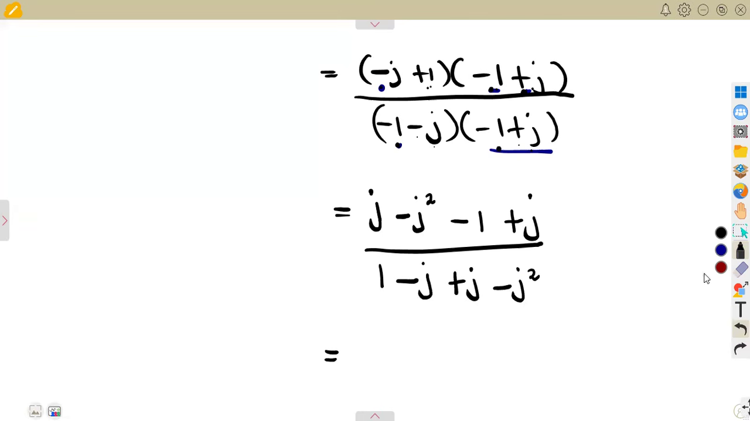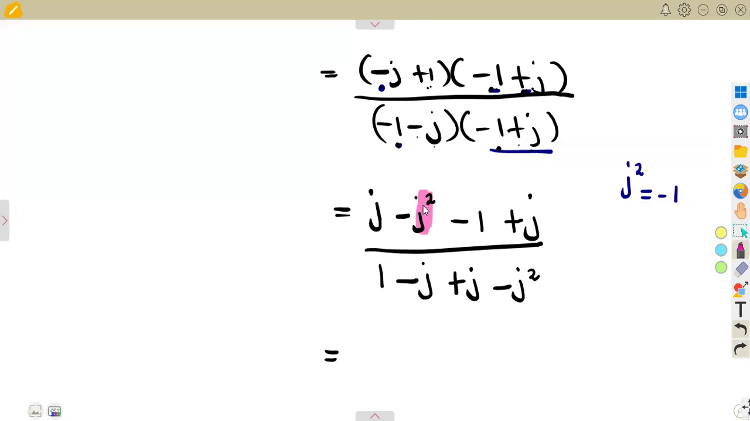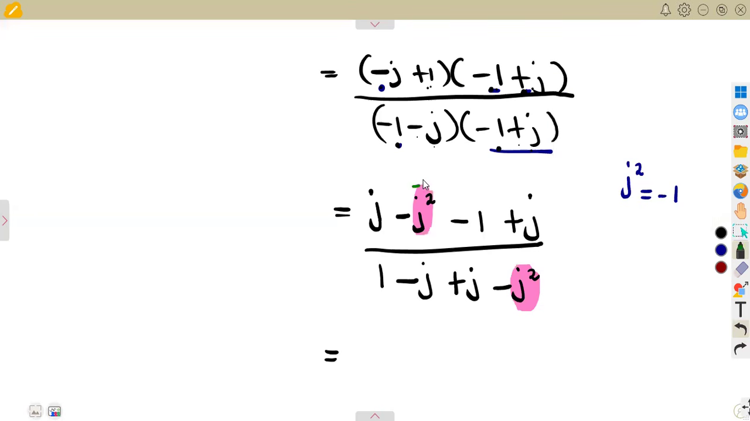All right. Understanding that j squared is equal to minus 1, wherever there is a j squared, we are going to substitute with a minus 1, because we understand that j squared is minus 1. So there we have got a j squared, there we have got a j squared, meaning to say we are going to have a negative 1, a negative 1. Okay, so let's simplify j plus j.